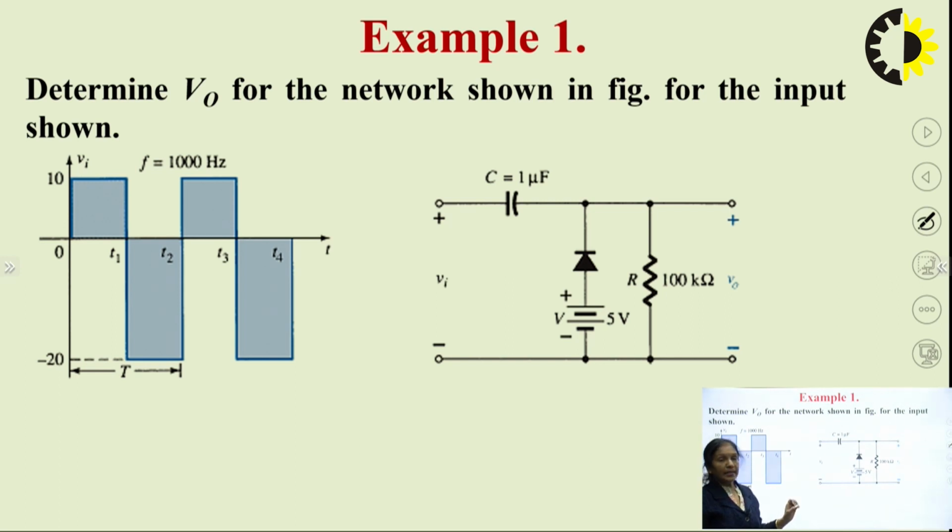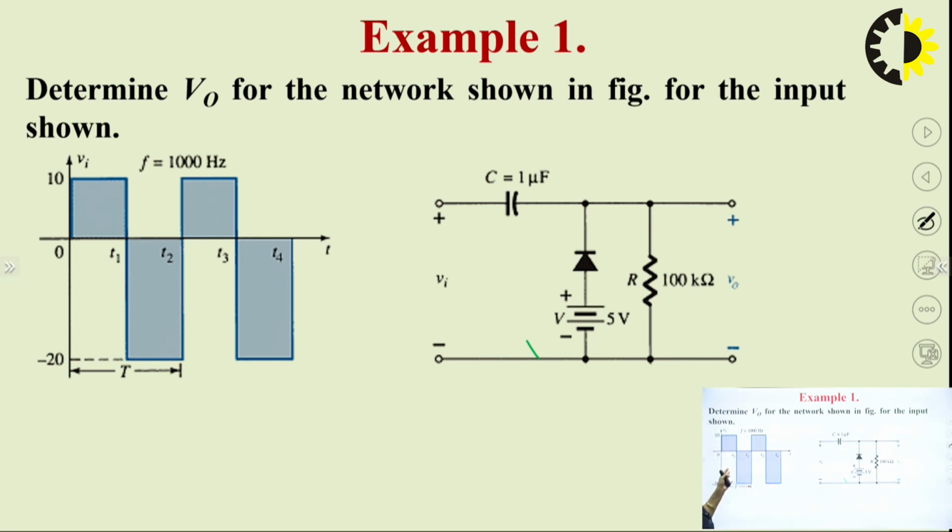This is the biased clamper. In the previous case, we discussed the unbiased clamper, because there were only 3 components connected, that is capacitor, diode and the resistance. In this particular example, we can see that one additional battery is connected, and that means this is a biased clamper circuit. So let us start our analysis in this particular case.